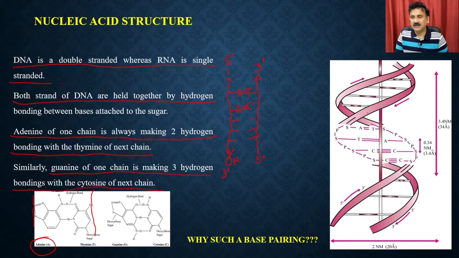So this is what you see here: the DNA has a double helix structure, a double stranded structure, where the two strands run in opposite directions. One strand is running 5 prime to 3 prime, and the other strand is running in the opposite direction. For example, this one has a 5 prime on this side and the 3 prime on this side. Now again we are going to ask the same question: why such a base pair? Why is there a strict rule that A always pairs with T and G always pairs with C?